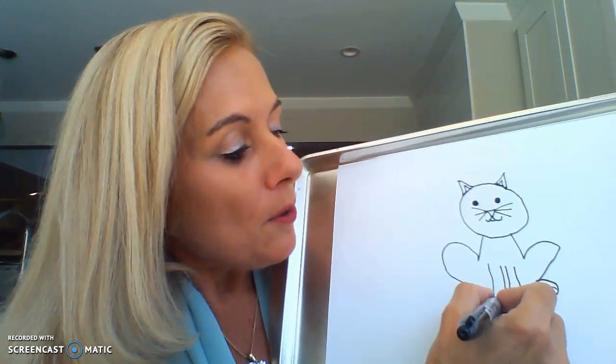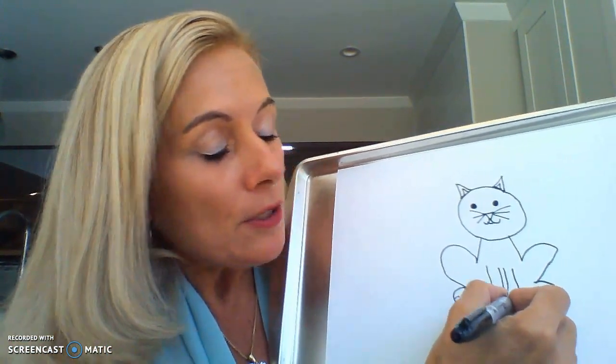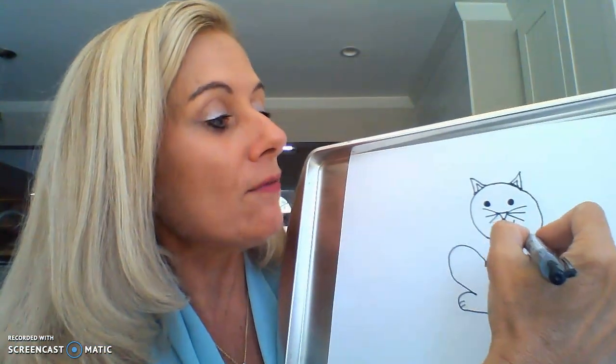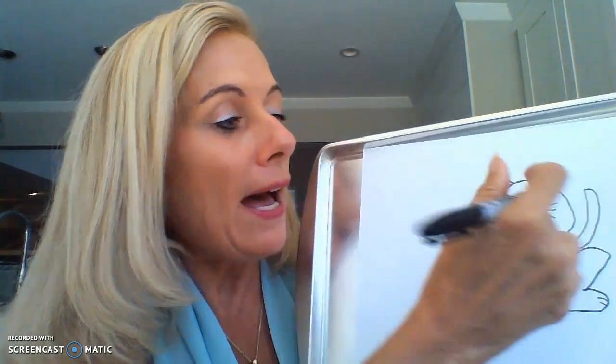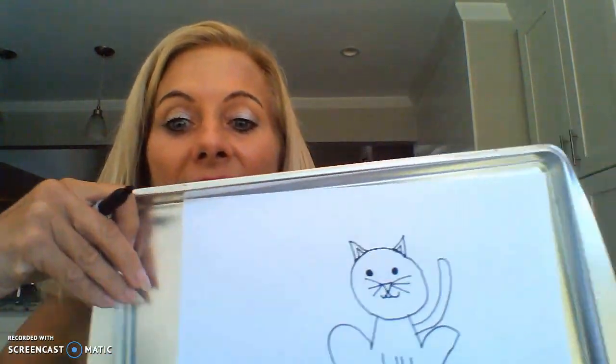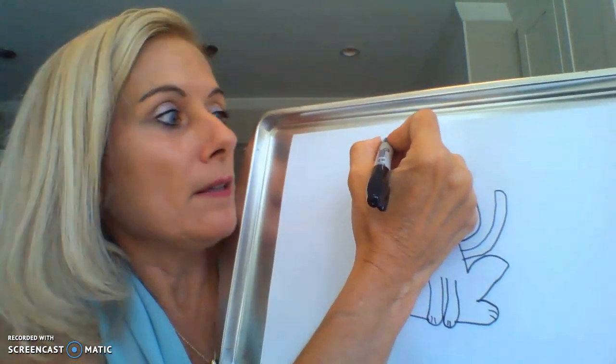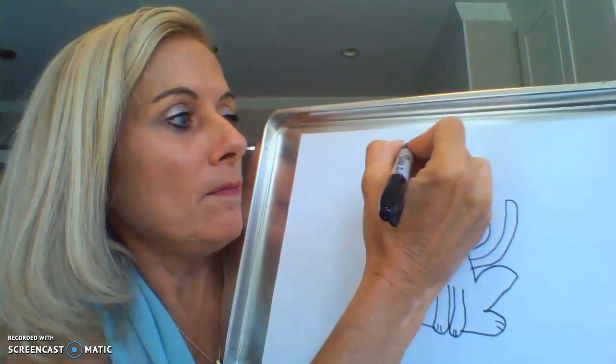And it is okay if you want to try his body like I did, or you can just make his head. Either way is just fine. And then I'm going to give him a tail coming up from the back. And this is Pete. Pete the cat. P-E-T-E.